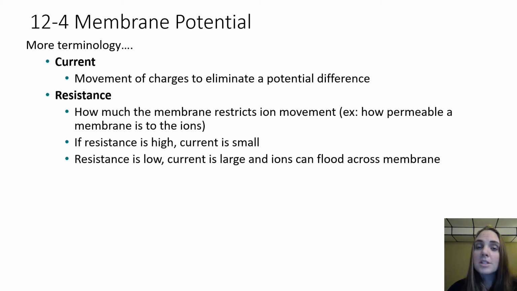If we have a more restrictive membrane, a less permeable membrane, we're going to have a higher resistance. And if we have a higher resistance, the current is going to be small. Conversely, if we have a low resistance, the current of ion movement is large, and the ions can flood across the membrane.